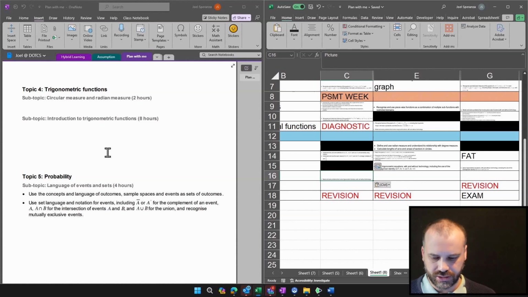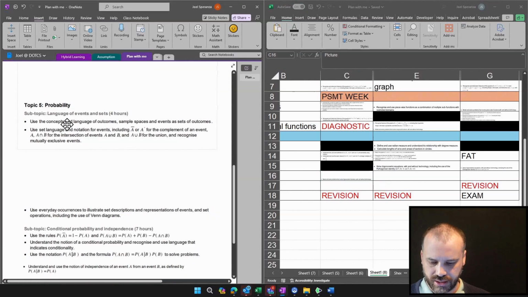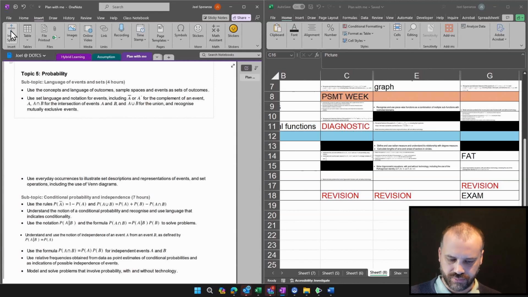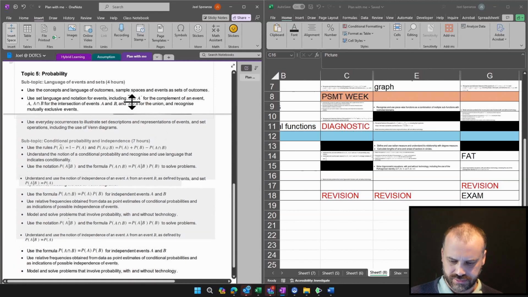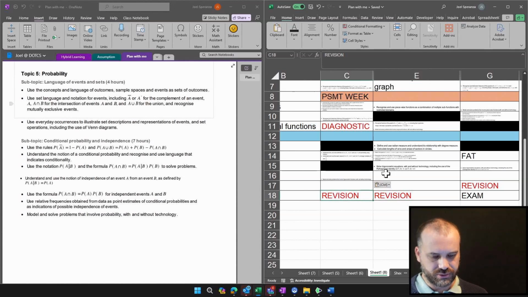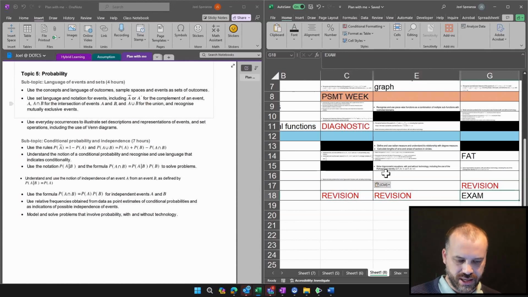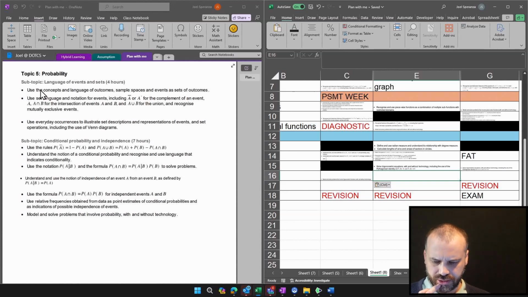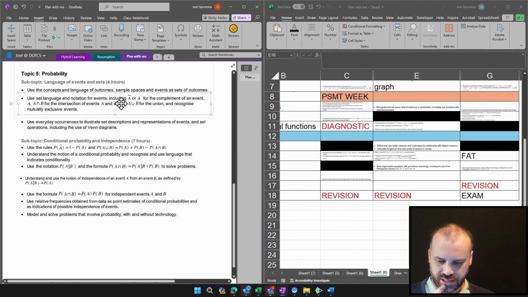All right, so what have I got left? Now we're coming to a bit where we've got to count our lessons. I think I've got 1, 2, 3, 4 lessons, and then my hope is that I get 3 lessons in revision and then the exam here. So, is it doable? Use the concept and language of outcomes, sample spaces, and events as sets of outcomes. Use this language for intersections of events. Use everyday occurrences to illustrate sets, and so on.